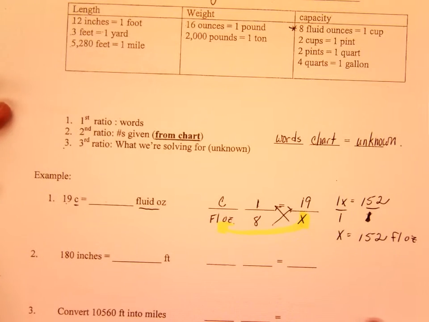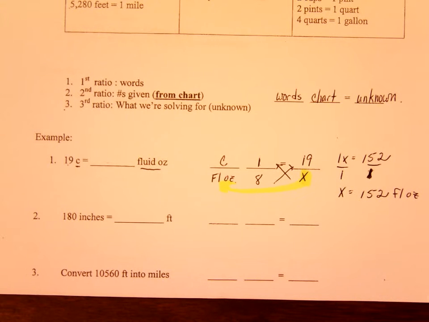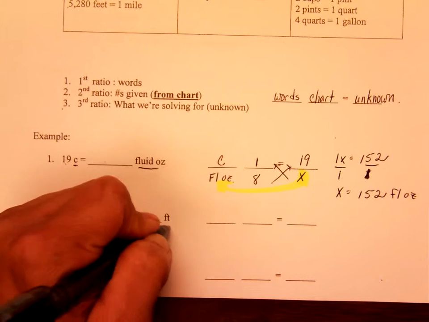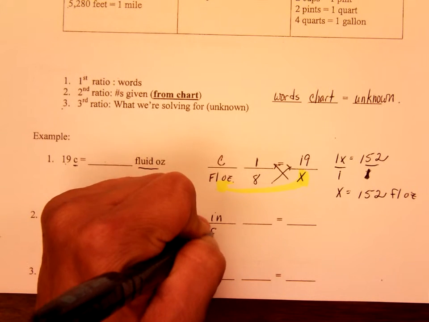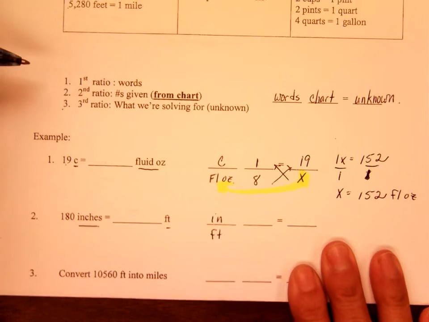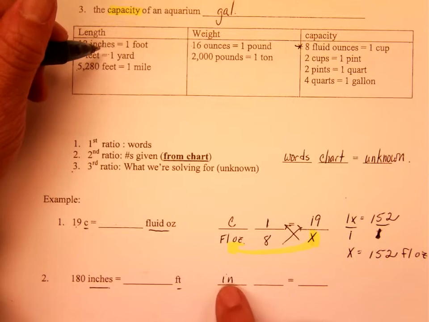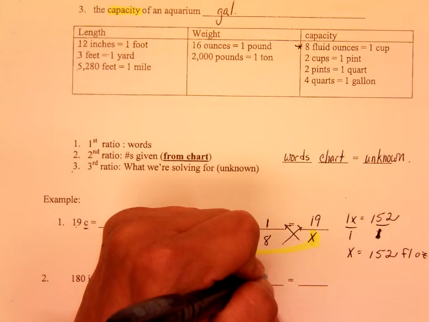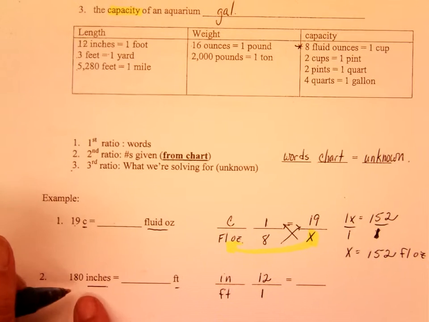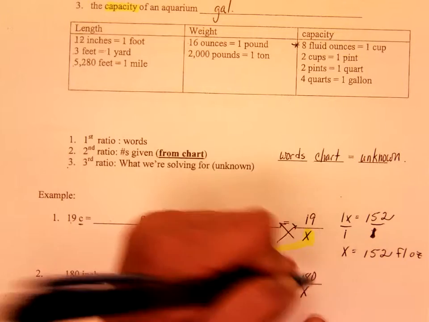All right, try number 2 on your own. When you're ready, go ahead and push play. All right, so your words should be inches and feet. So write inches and feet. Now you look at your chart. Find where it says inches and feet. Well, it says here 12 inches. Go where it says inches straight across and write 12. And feet or foot would be 1. Now look at your problem. It says 180 inches. So write 180 and how many feet.